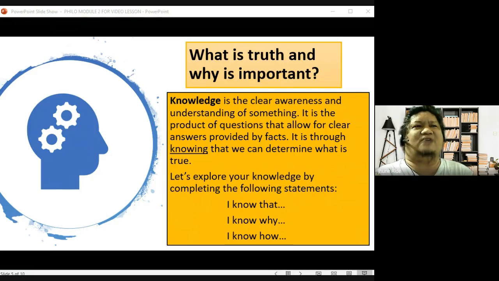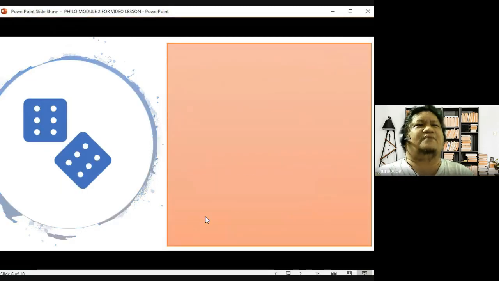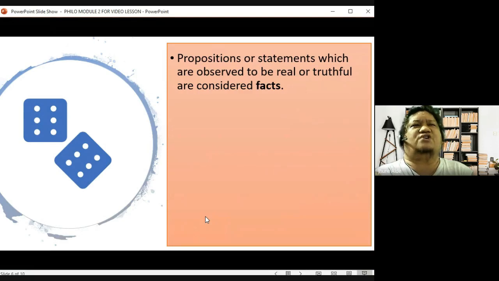This simply means that we know what is observable or evident in the real world. For example, I know that fishes live in water because fishes do live in water. So that is true. Okay. Propositions or statements that are observed to be real or true are considered facts. So if that is what you have observed, therefore those are real and those are true, and those are facts.